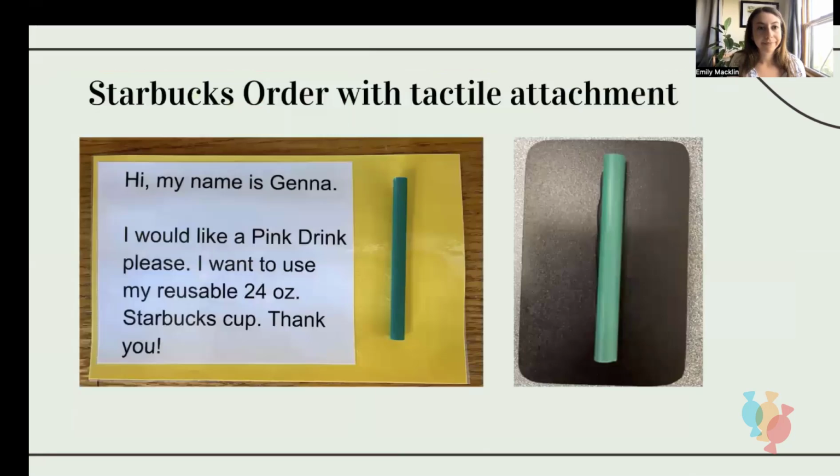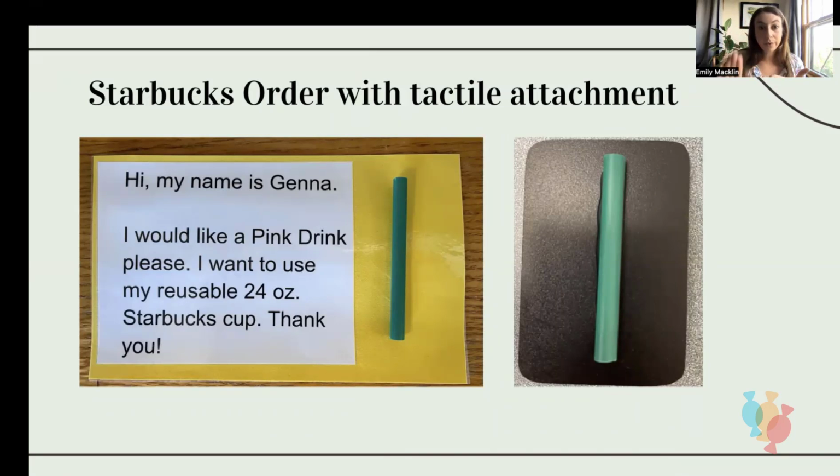In the same way, she loves the pink drink from Starbucks. So here's a Starbucks order with a tactile attachment. This is all the info that the cashier at Starbucks needs in order to place the information into their computer and place the order. So you need a name, the order. She has a reusable cup that she uses. It has the size.